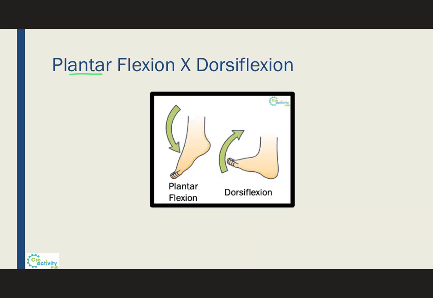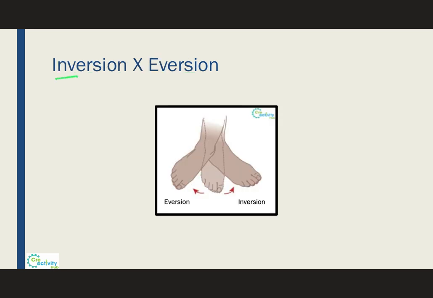Plantar flexion and dorsiflexion are going to be movements that only occur at the ankle joint and therefore will involve the foot, where plantar flexion involves pointing the toes downward like a ballerina, and dorsiflexion is going to be the opposite movement, where the toes are going to be pulled upward towards the shin, as we can clearly see on this image.